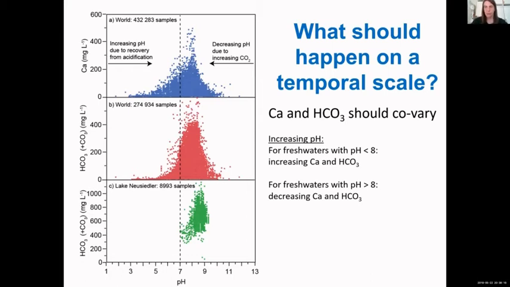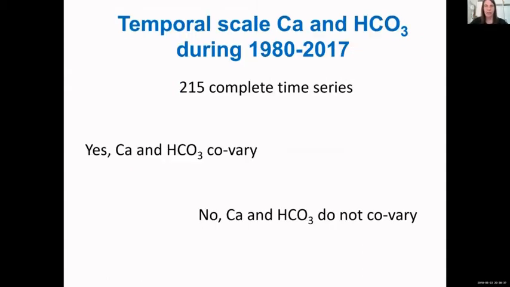For freshwaters with a pH more than 8, it would mean if we have an increasing pH, we should actually see a decreasing calcium and bicarbonate concentration. So this is what we checked with all the temporal data which we received now from the network here. And the temporal scale was from 1980 to 2017. We had 215 complete time series. And there were these patterns.